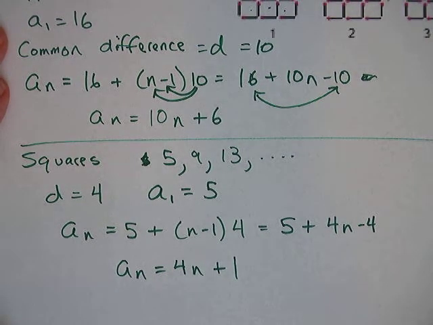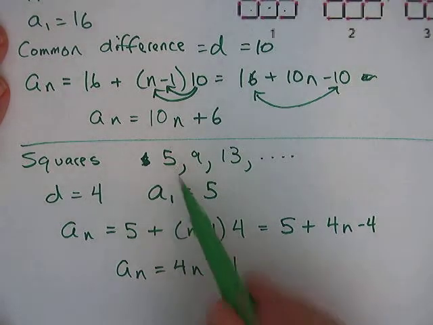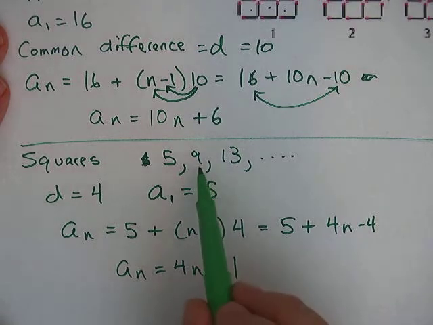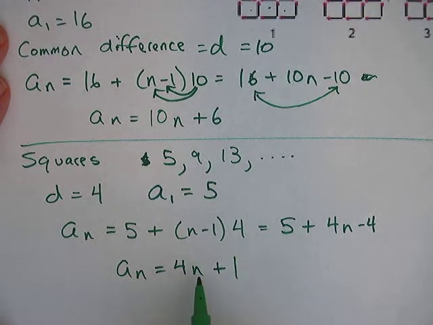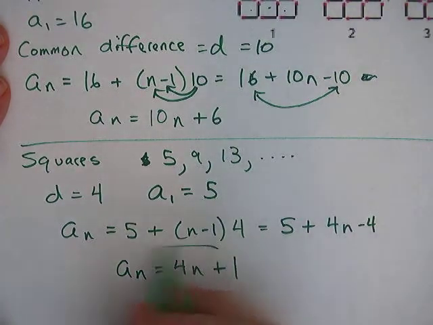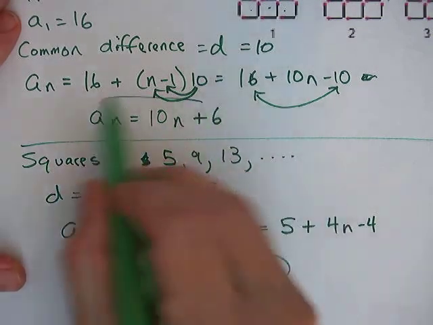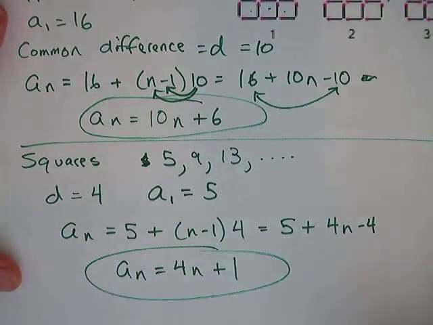So let's try it and see if it works. The first one should give us 5 if we plug in a 1. It does: 4 plus 1 is 5. If we plug in a 2, we should get a 9: 4 times 2 is 8, plus 1 is 9. If we plug in a 3, we should get a 13: 4 times 3 is 12, plus 1 is 13. So it works. Our formula to find the nth term in terms of squares is 4n plus 1. Our formula to find the nth term in terms of matchsticks is 10n plus 6.